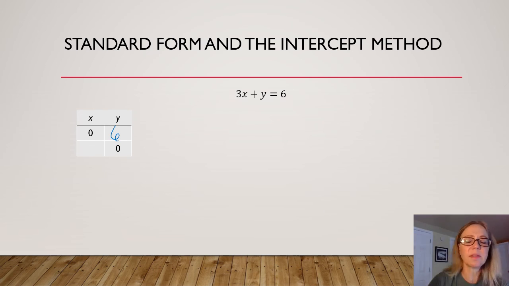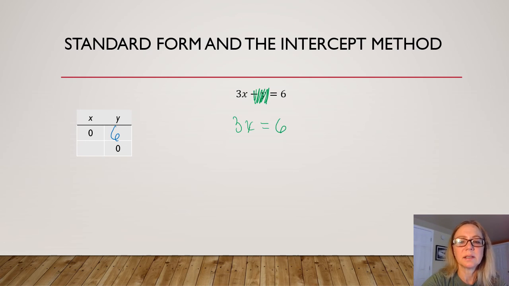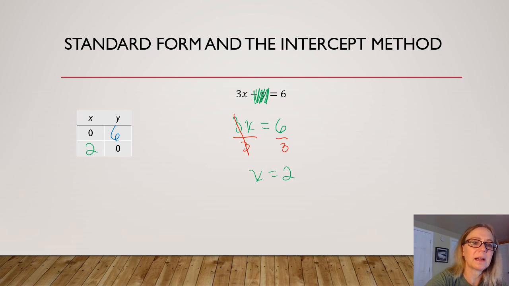Now we can do the same thing when y is equal to 0. When y is equal to 0, this y drops out and you're left with 3x equals 6. Well, 3x equals 6. Isolate x by making a 1 using division, and you get x equals 2, and that's your x-intercept. So if I were doing this on paper, I would just take my finger and I would cover up the x and find y, and then I would cover up the y and find x. The intercept method, I call it cover up.